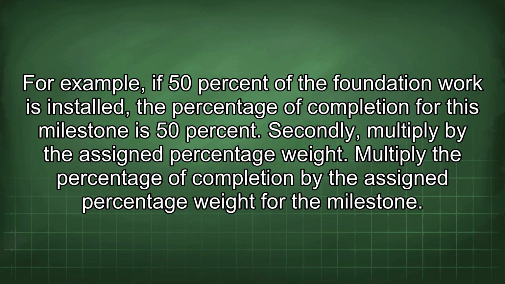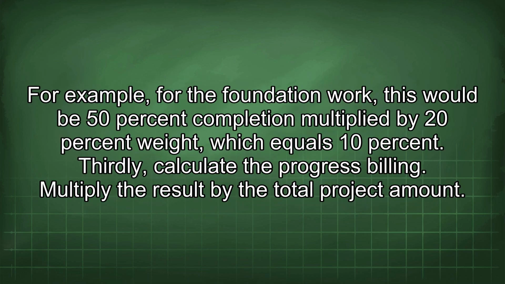Secondly, multiply by the assigned percentage weight. Multiply the percentage of completion by the assigned percentage weight for the milestone. For example, for the foundation work, this would be 50% completion multiplied by 20% weight, which equals 10%.